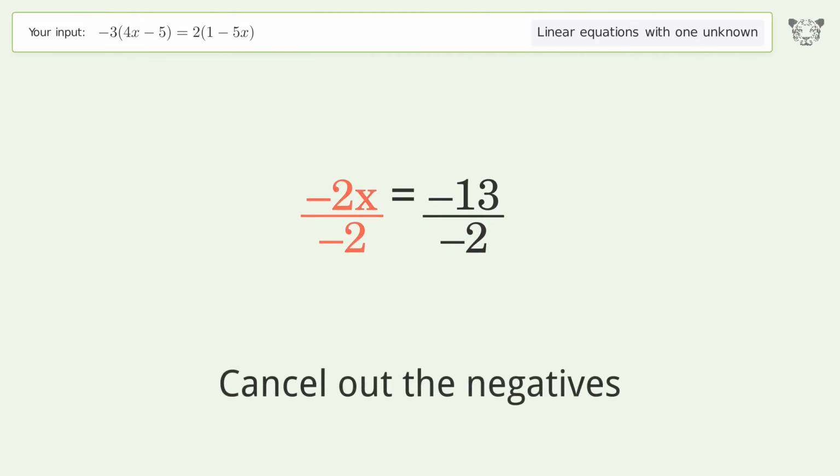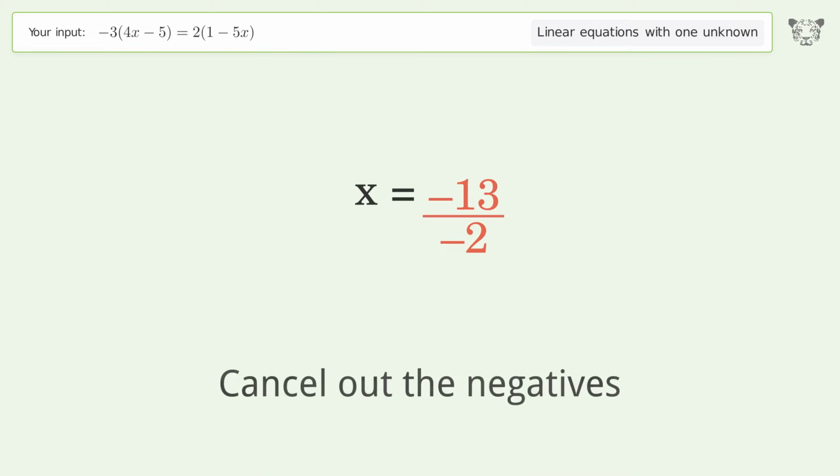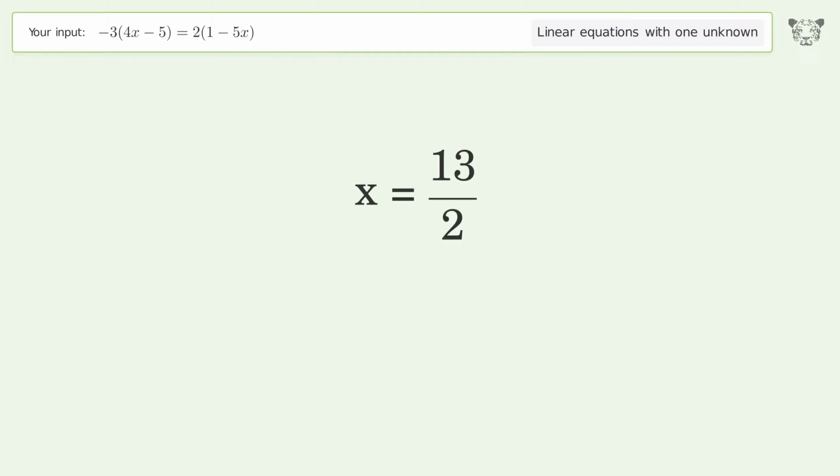Cancel out the negatives. Simplify the fraction. Cancel out the negatives. And so the final result is x equals 13 over 2.